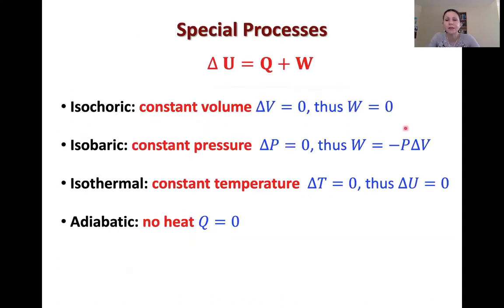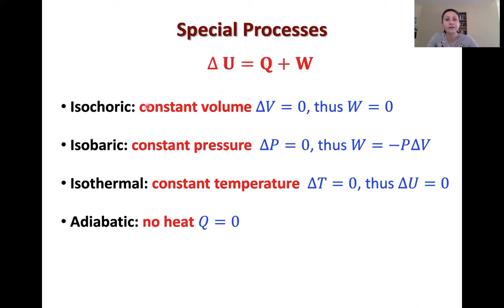Okay, here are some processes. I won't go into too many details, just kind of define them here, and you're going to have a whole lab in your discussion where you'll look into more depth at each one of these processes. So we've already looked at constant pressure process, that's known as isobaric. Constant pressure just means there's no change in pressure, and then work can be simplified to just minus P delta V. So you no longer have to take an integral.